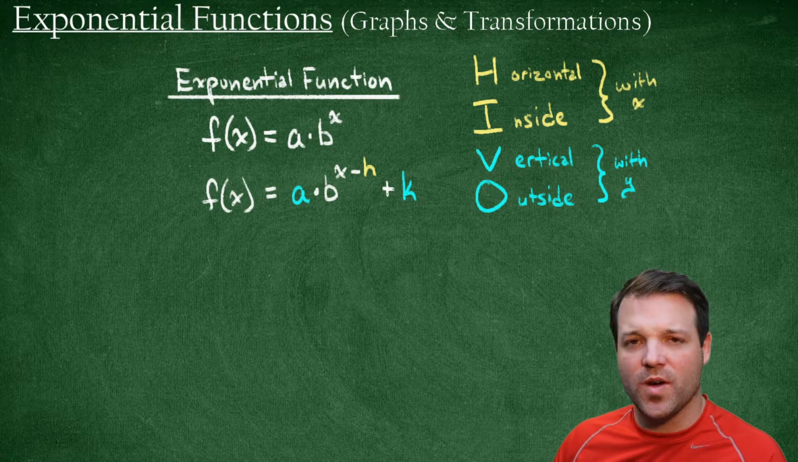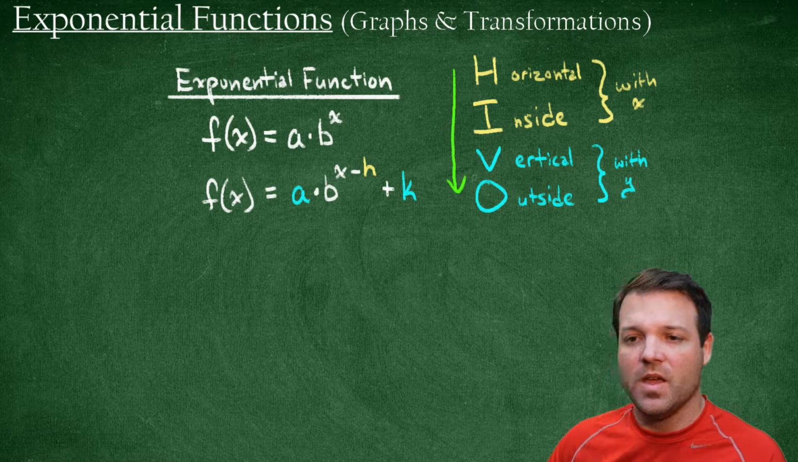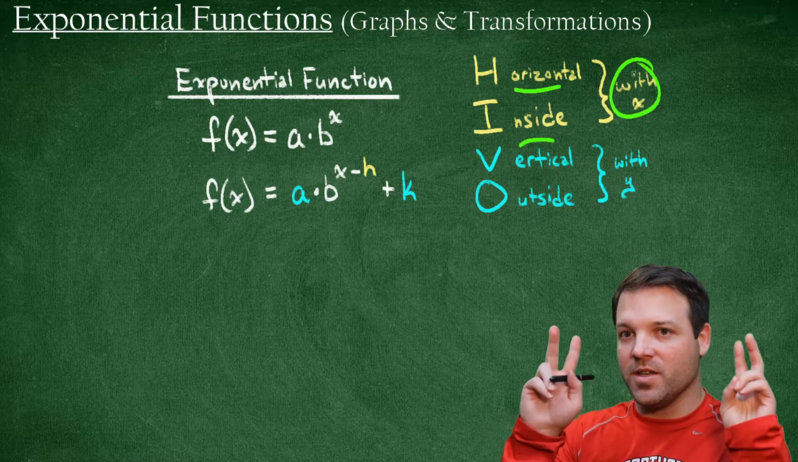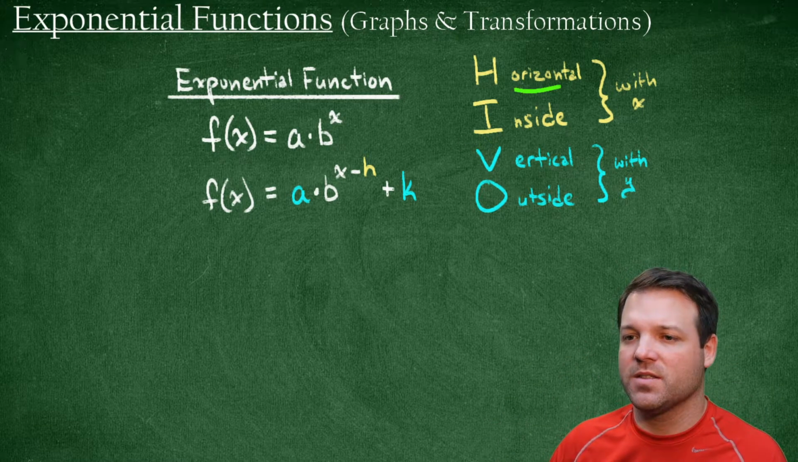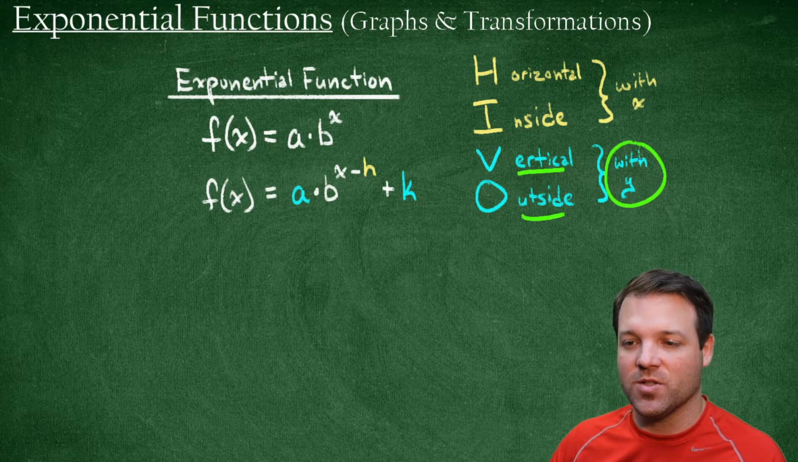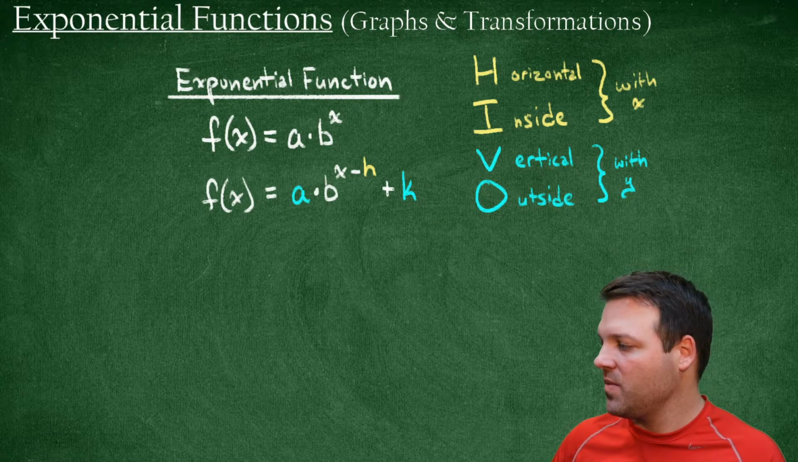And something to help you out if you struggle with these is this acronym called HIVO. HIVO means horizontal inside, meaning everything with the x, we would call that on the inside, that is going to affect the graph horizontally. In other words, up here with this x, everything up here is going to affect it horizontally. And then vertical outside stands for everything on the outside of that, not paired with that x, is going to affect the y, or the vertical transformations. In this case, the a and the k. Okay, so let's actually label these now.